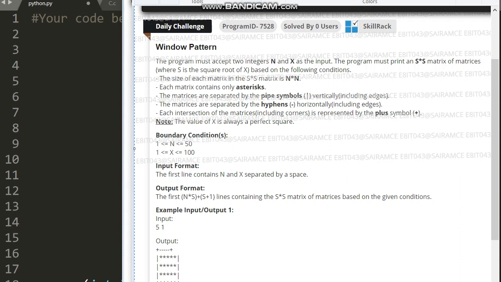Today let's solve our daily challenge. For the Tamil version, you can see our description for the timeline, and now we can solve our daily challenge.